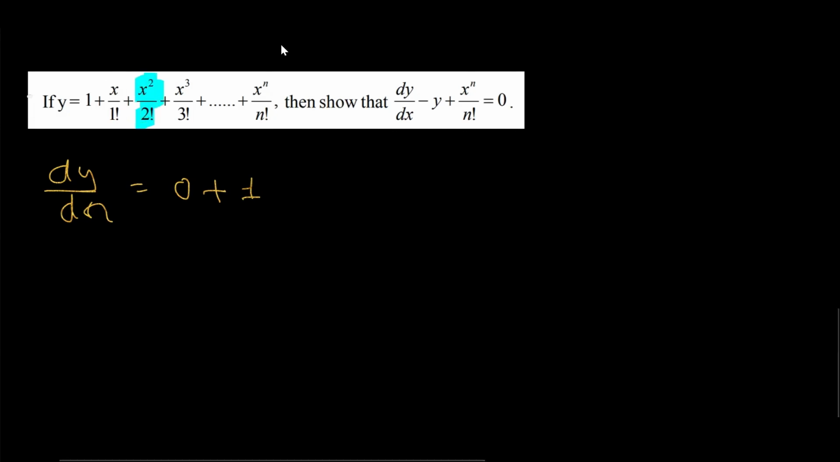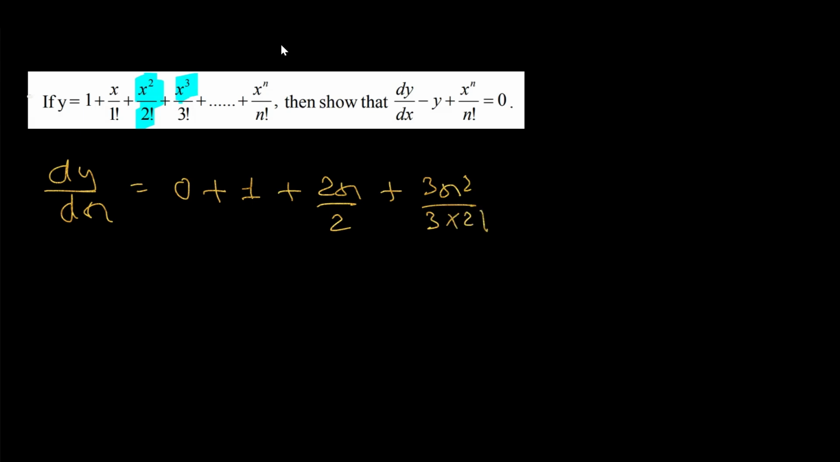Next, this is x squared by 2. What can I write this as? I can write it as 2x over 2, right? Because 2 factorial is 2. And likewise, for the next, the differentiation of x cube is 3x squared. And for 3 factorial, I can write 3 into 2 factorial.